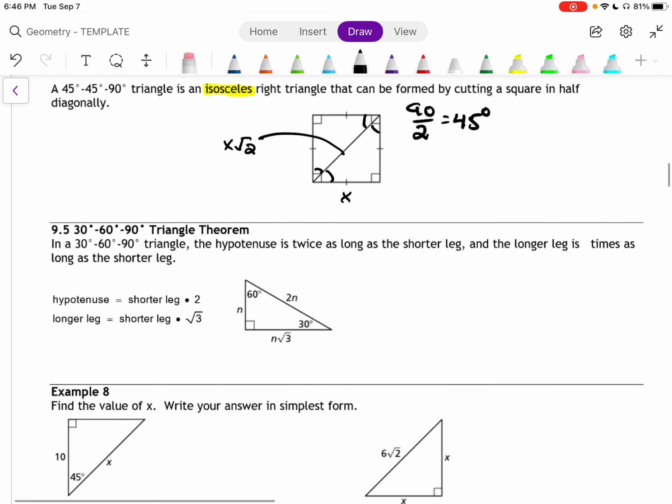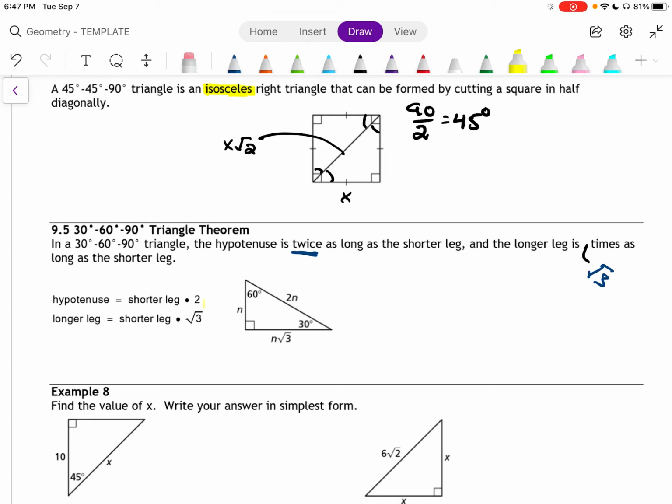Next up, we have 30, 60, 90 triangles. So these are also special right triangles, and you can read the text there. Actually, no, what is this? The longer leg is 2 times as long as the shorter leg. Oh, excuse me. The longer leg is root 2. Sorry, I was reading an earlier spot. Root 3. Right here, there's the 2 times as long, and then we have the root 3.